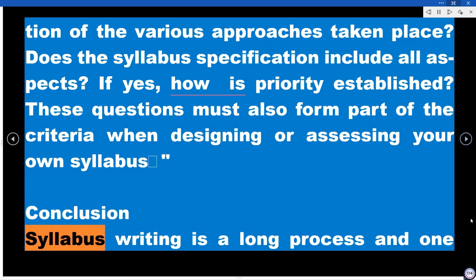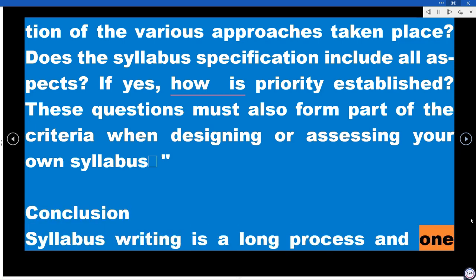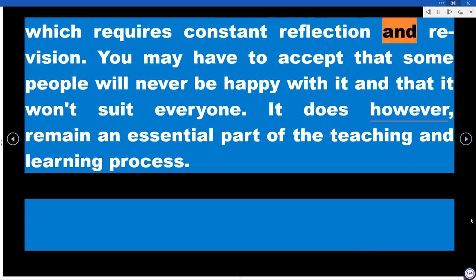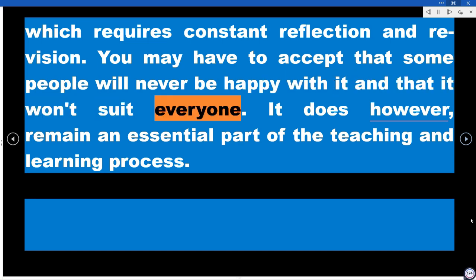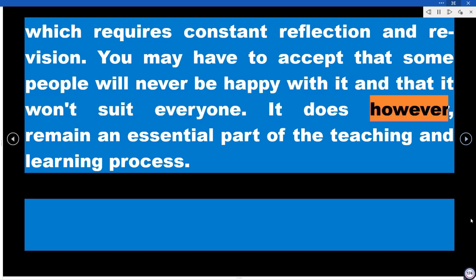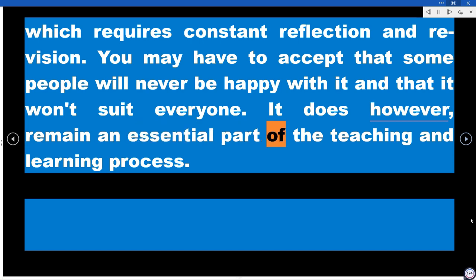Conclusion. Syllabus writing is a long process and one which requires constant reflection and revision. You may have to accept that some people will never be happy with it and that it won't suit everyone. It does, however, remain an essential part of the teaching and learning process.